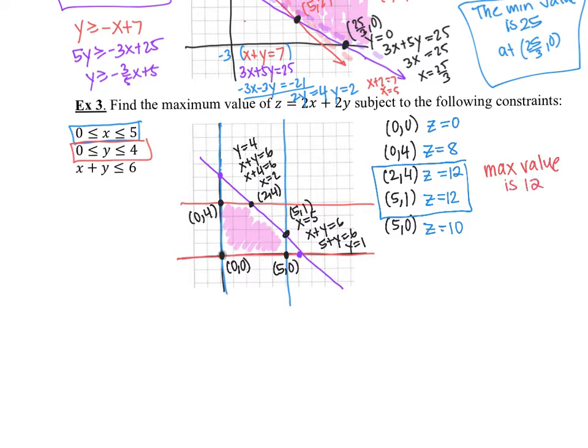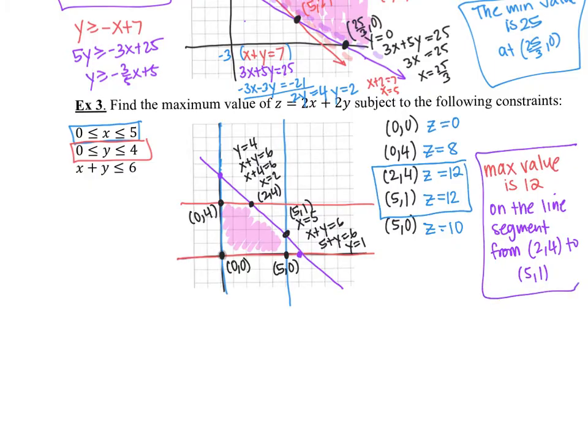Okay, but where that occurs, it actually occurs on the line segment from (2, 4) to (5, 1). I'm going to show you on the graph where this is.